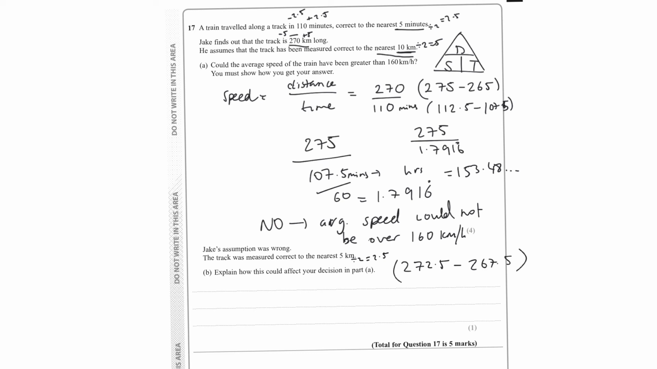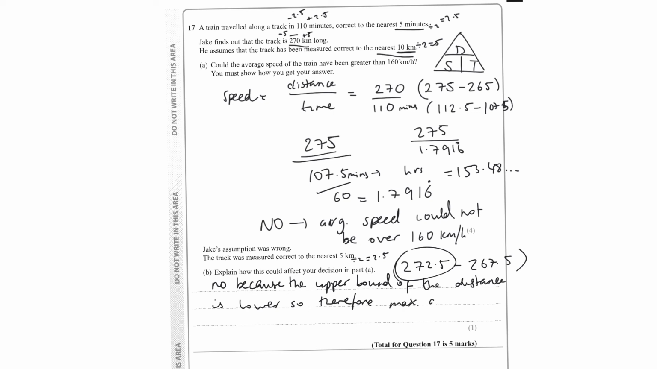But realistically, looking at our range, since Jake is wrong, then definitely it's not going to affect my decision in part A, because that means that the highest distance is even less than what we thought it was. And so if it's less, then your average speed is going to be even lower. So no, because the upper bound of the distance is lower. So therefore, the maximum average speed would be lower. And so therefore it would nowhere reach 160 kilometers per hour.